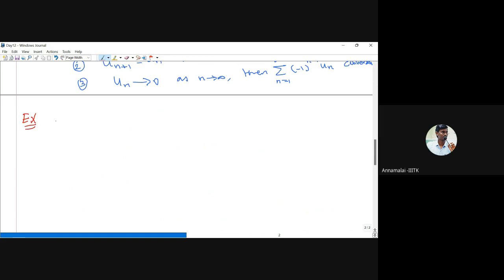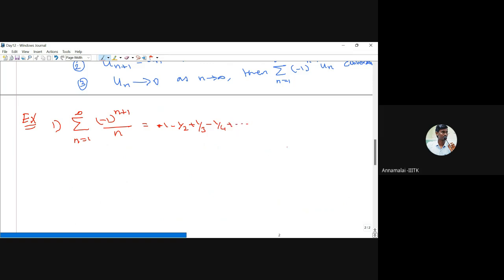So for example, consider this alternating series, summation of minus 1 power n plus 1 by n, n equal to 1 to infinity or 0 to infinity, you can take anything. It's not an issue, because even if you start with the minus term and then plus, minus and so on. If you expand this, if you take n equal to 1, we get plus 1. So 1 minus 1 by 2 plus 1 by 3 minus 1 by 4 and so on. So this is the series.